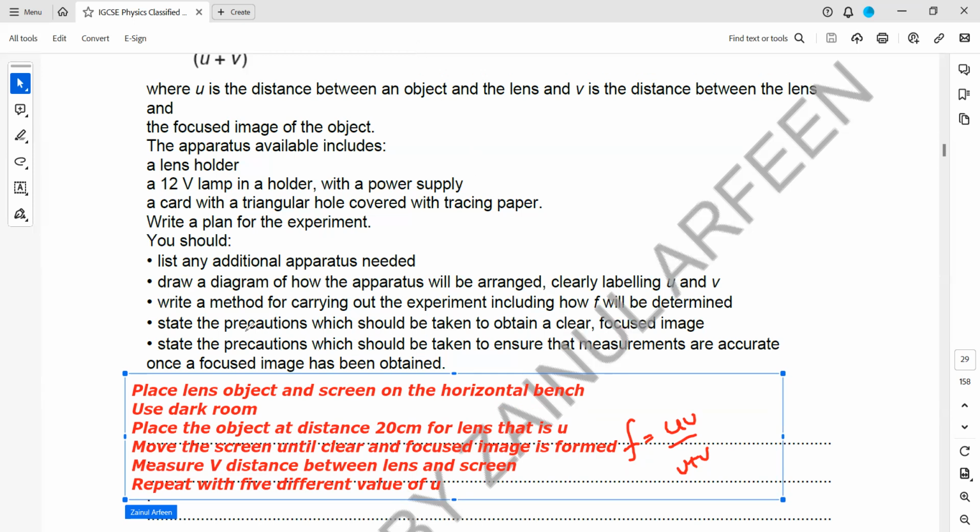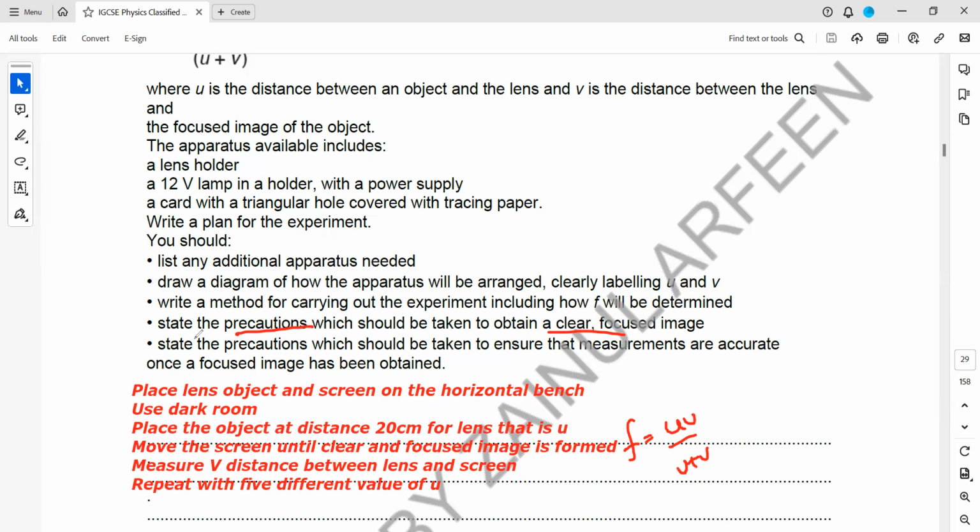State the precaution you should take to obtain a clear focus image. Why do we use five different values? So that we can repeat the experiment and take an average value of the focal length. When we change the value of U, the value of V will also change, but the focal length will not change. That's why we use five different values of U.